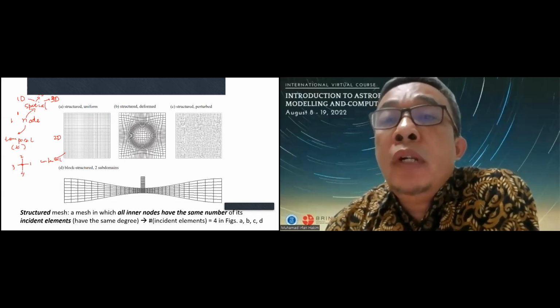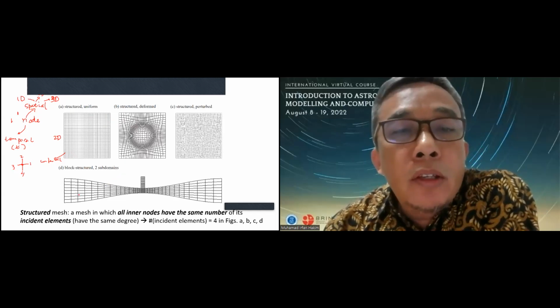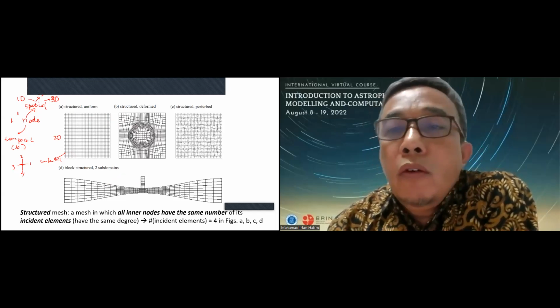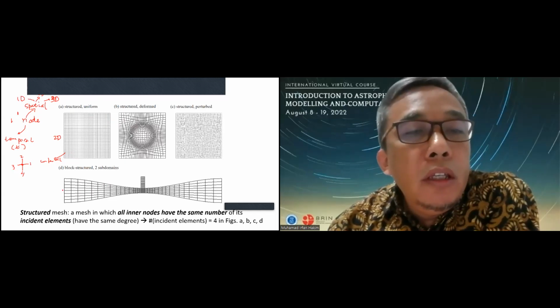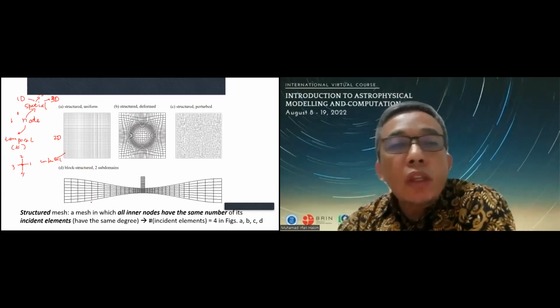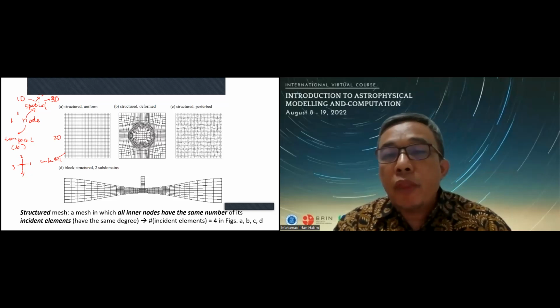This is another example. Perturbed. This is a block structure. For all these examples, all inner nodes have the same number of incident elements. It is 4.